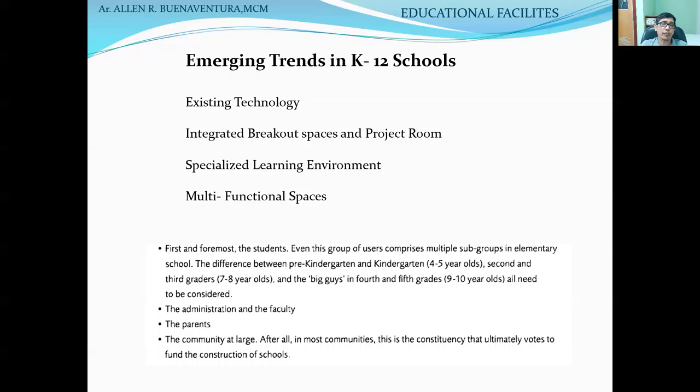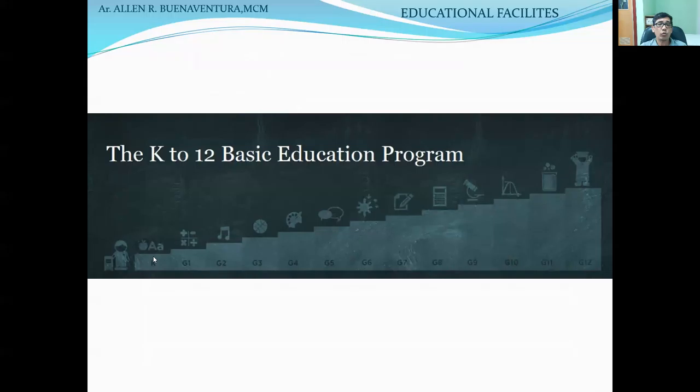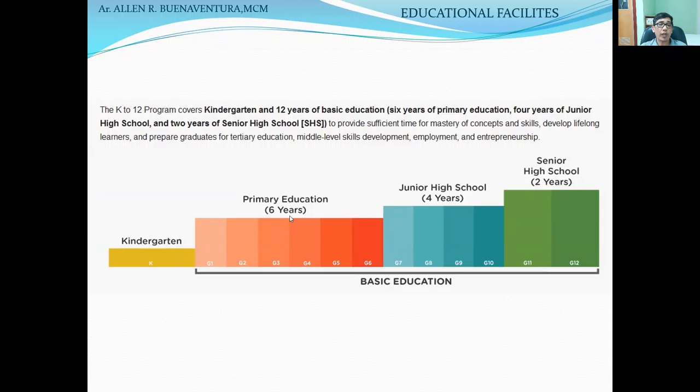So the K-12 basic educational program, we have what you call the grade kinder, grade 1, grade 2, grade 3. I think all of you went to K-12, you know? Most of you went to K-12 schools, no? And there's what you call grades 11 and 12, which were added, no? And as you can see, the primary education is 6 years, the junior high school is 4 years, and the senior high school is 2 years.